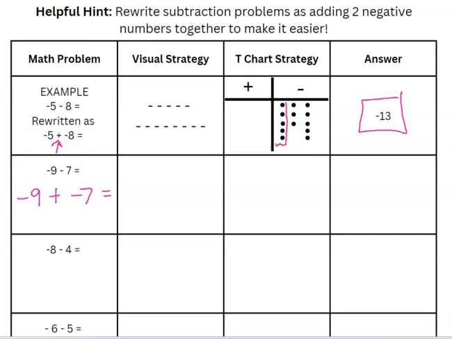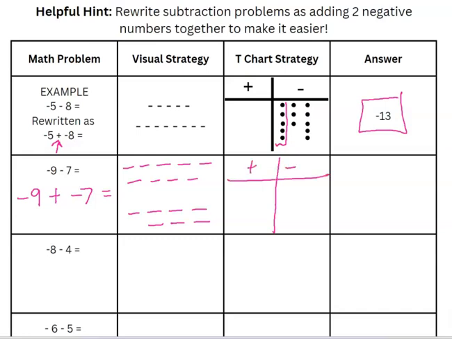I again can use the visual or T-chart strategy by drawing first how many negatives? 9. So 1, 2, 3, 4, 5, 6, 7, 8, 9 negatives. Perfect. Then I'm going to look at my next number, a -7. So I'm going to draw 1, 2, 3, 4, 5, 6, 7 negatives. No addition symbol, so there's nothing I can cross out. Let me draw a little T-chart.